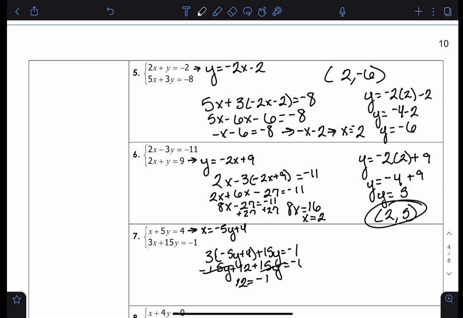Since we no longer have a y variable, we are just left with a false statement, meaning that our final answer is going to be no solution, and these lines are parallel lines.